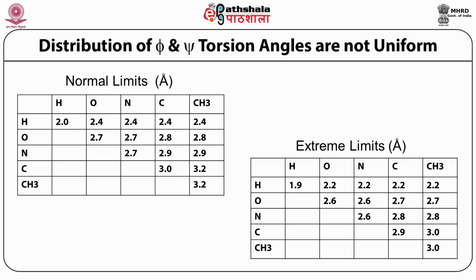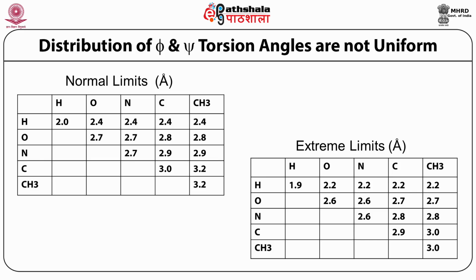So on the top table you have the normal limits. These are the smallest distance by which a pair of atoms which are not bonded to each other can approach each other, while at the bottom are the extreme limits, that in a few cases when the normal limits are violated, but nothing ever violates the extreme limit.